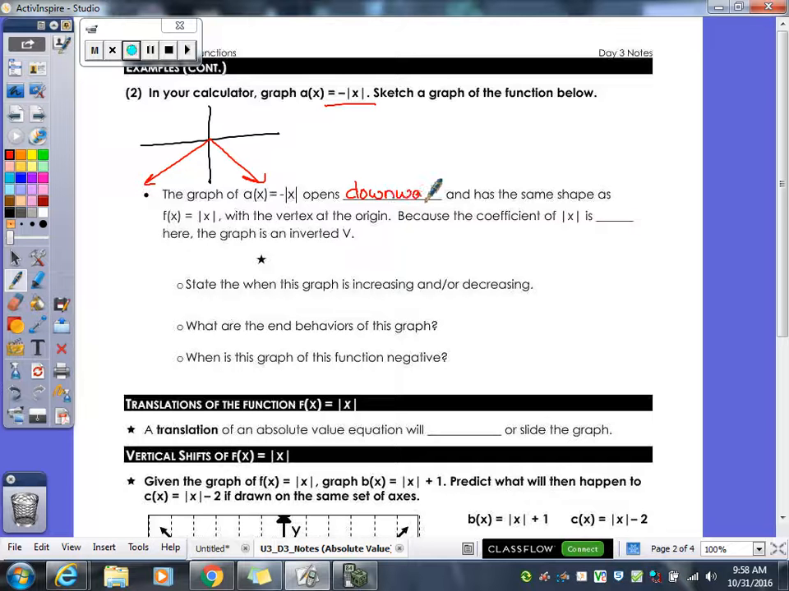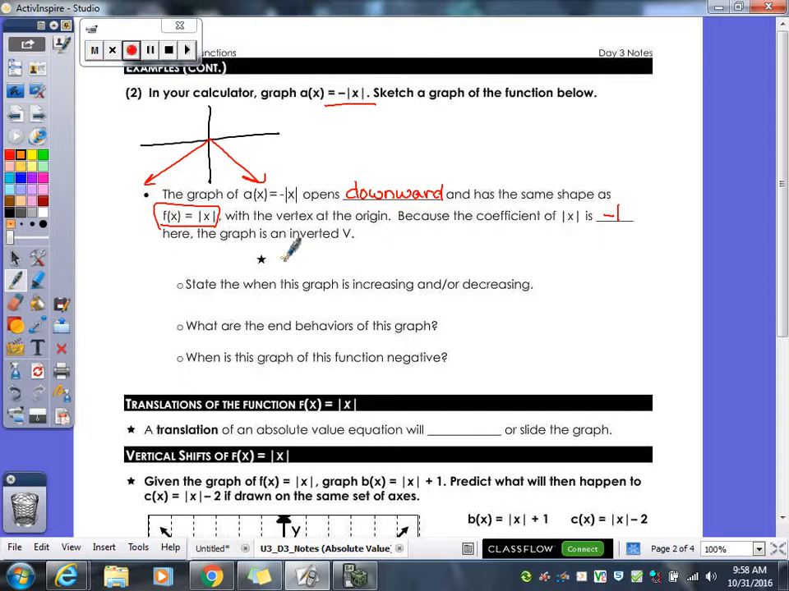It opens downward. So it flips, or the word we like to use in math language is it reflects over your x-axis. And it still has the same shape as our original parent function, absolute value of x, with the vertex still at the origin. Because the coefficient here is a -1, remember they don't always write that 1 when it's a coefficient, but it's there. The graph is an inverted V.